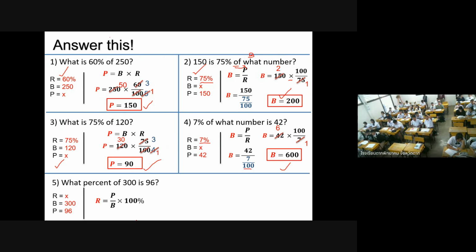So let's have this one. R is equal to P over B times 100%. And again, you're just going to substitute the given values. What is our P? That would be 96. And what is our B? 300. So we're going to have 96 over 300 times 100%. 300 and 100, this one is 3. Now, 96 can be simplified, right? This is 32. So what is 32 over 1? That's 32 times 1%. The answer is 32%.